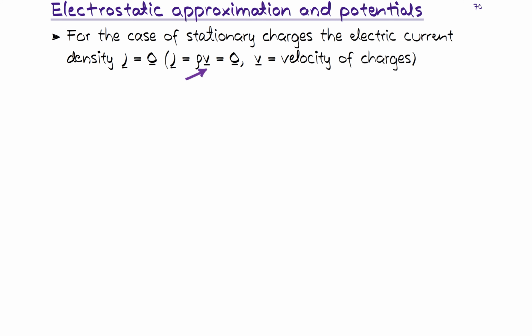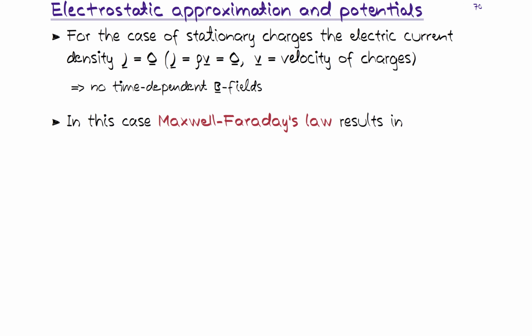And since we don't have moving electrons, we always have J equals 0 in here, because the charges are not moving. They are stationary. That's the main principle under the electrostatic approximation. And what this means is that we do not have any time-dependent magnetic fields, because the source term giving rise to time-dependent B fields, J, is equal to 0.